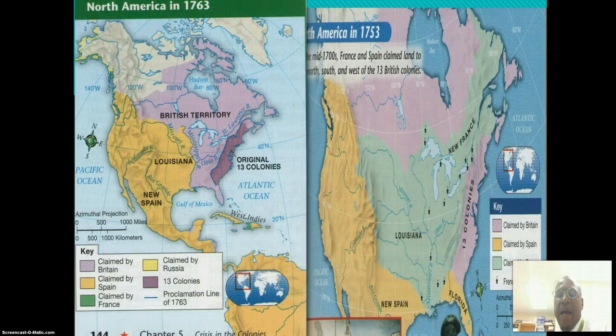If you look at these two maps, you can see that prior to the French and Indian War, this was the British territory owned by the colonists. France controlled most of this area here, the disputed area, the Ohio River Valley. In the map to the left over here, you can see the British territory has now increased tremendously, and the British Empire is now in control of over half of the continent of North America.